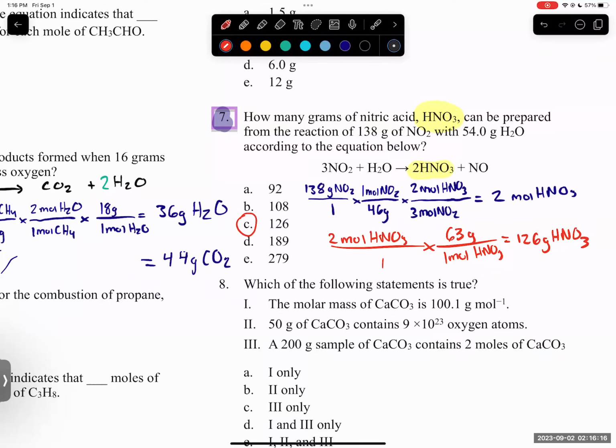More stoichiometry or net ionic equations or something different? Net ionic equations, okay. How do you feel now about?